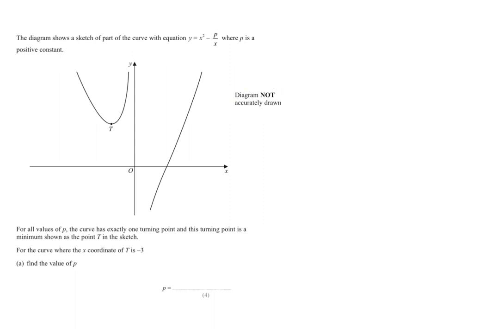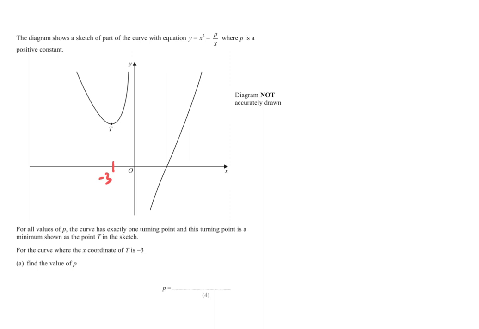Now it says at the bottom here, for all values of p, the curve has exactly one turning point, and this turning point is a minimum shown as the point t on the sketch. So the turning point is here. That's one here, okay, it's marked as t. And it says for the curve where the x coordinate of t is minus 3. So we know, and I'm going to mark it on, and this is the sort of thing you want to do, the x coordinate for t, so let's be down here, would be minus 3. And it asks you to find the value of p.